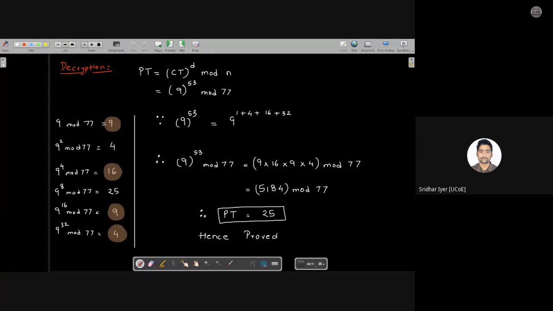At the end, we get the answer as this. So just have a look. You should get the plain text back as 25 if you have not made any mistakes. In case you make any mistakes, you will get a verification that you have made a mistake or not. So in this case, we got the same answer. Just check the steps. Plain text is equal to ciphertext raised to d mod n. It simply becomes 9 raised to 53 mod 77.